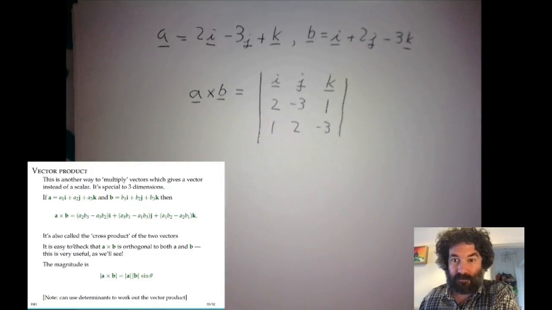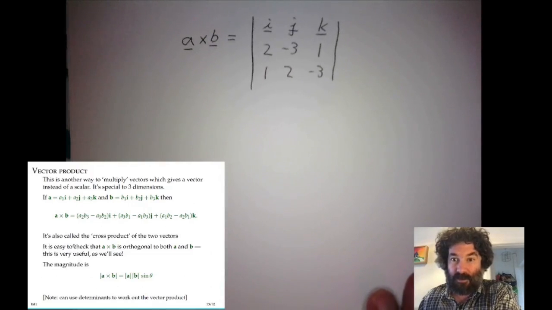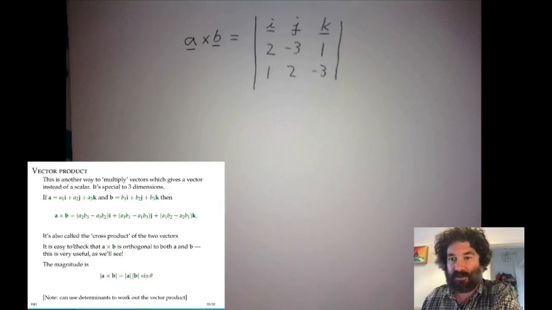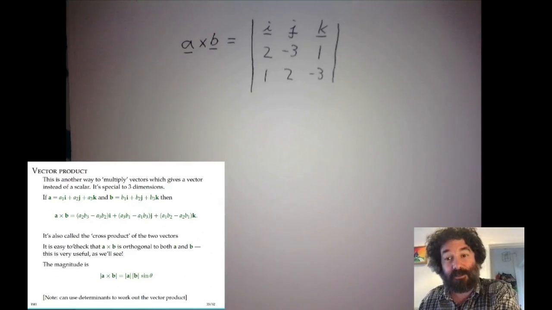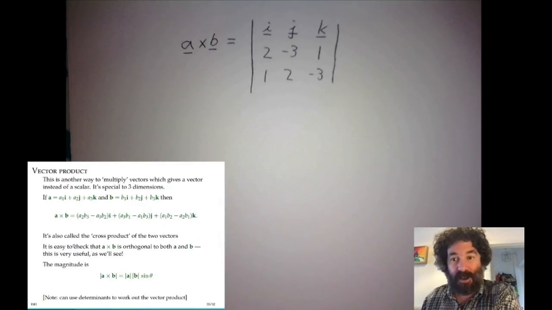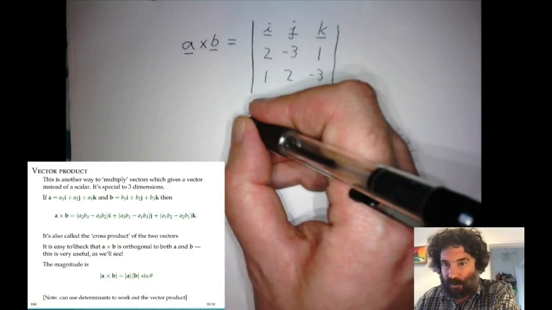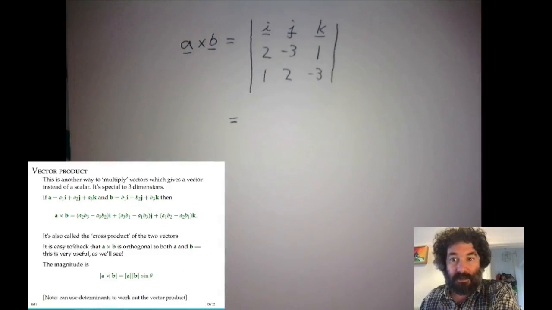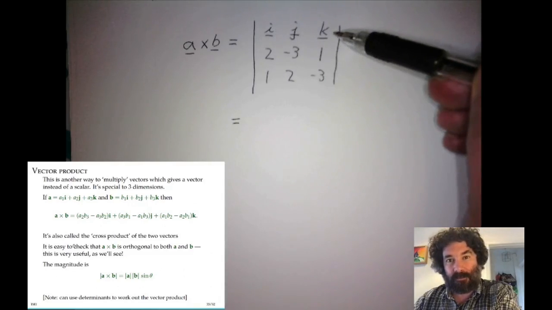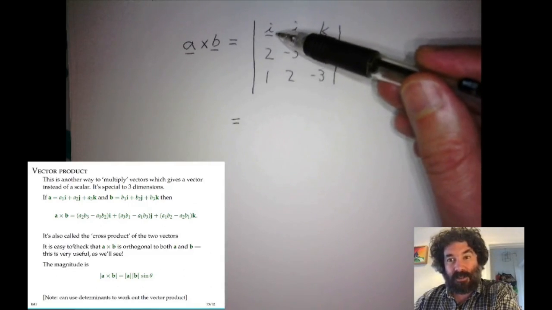Okay. So now we have A and B written into this matrix, and the cross product of A and B is simply the determinant of this matrix. If you know what a determinant is, then you'll know how to calculate it. But if you don't know what a determinant is, I'm still going to explain. So to calculate the determinant of this matrix, you go along the top row here. And so we first start with i.